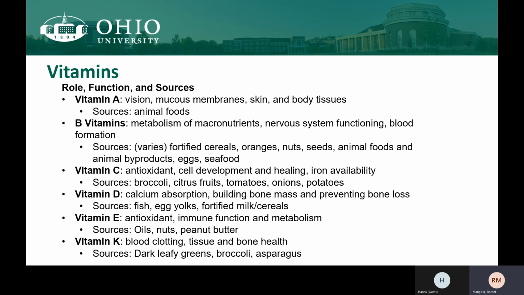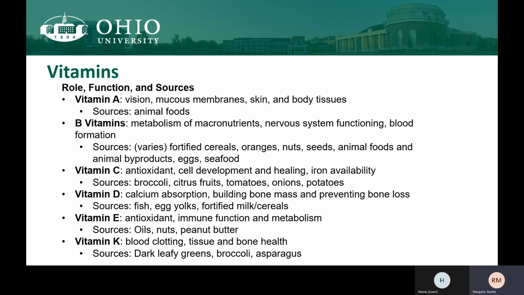Getting into vitamin C, so especially with COVID and everything, a lot of people have been focusing on intake of vitamin C, and that is because it is an antioxidant. It also helps with cell development and healing, and it's also really important for iron availability. So if you have an iron deficiency, but you're also not utilizing vitamin C, maybe you're deficient in vitamin C, even if you're taking an iron supplement, you may not have iron available for your cells because of your deficiency in vitamin C. So some sources of this: broccoli, citrus fruits, tomatoes, onions, and potatoes are kind of the big ones.